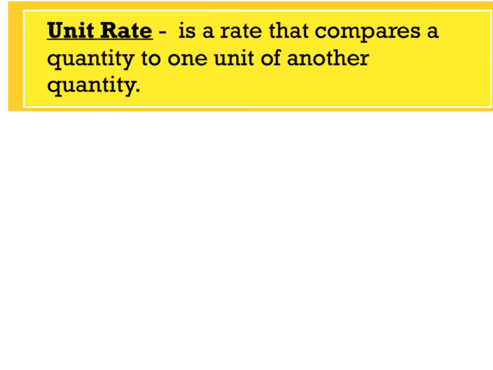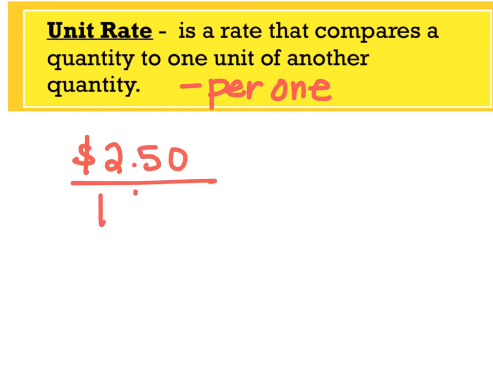Our next word that we're going to talk about is a unit rate. Now, you've heard of these before. So a unit rate is a rate that compares a quantity to one unit of another quantity. So again, you have to have two different units of measure, and basically another way to think about this is it has to be per one of something. So I might tell you that it costs $2.50 for 1 pound of meat. That is a unit rate.